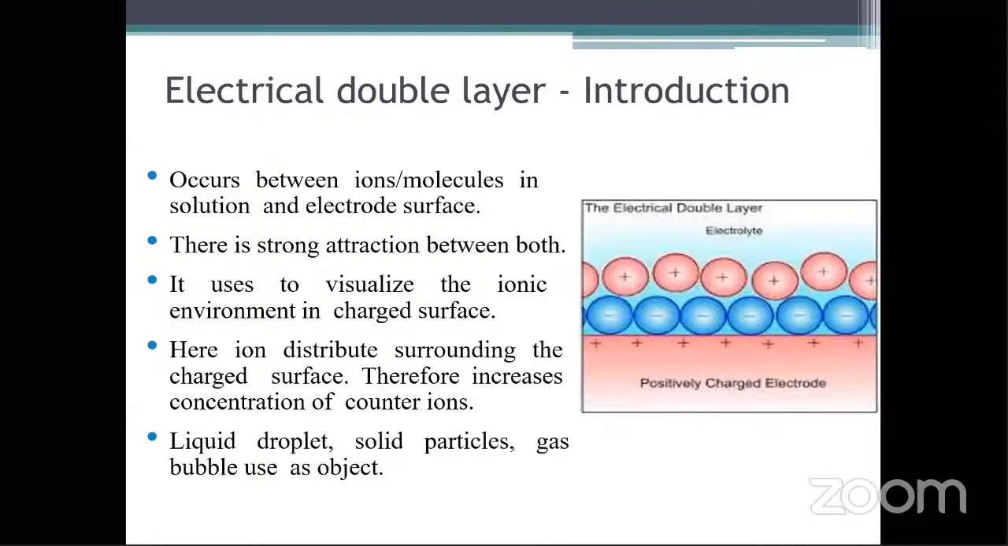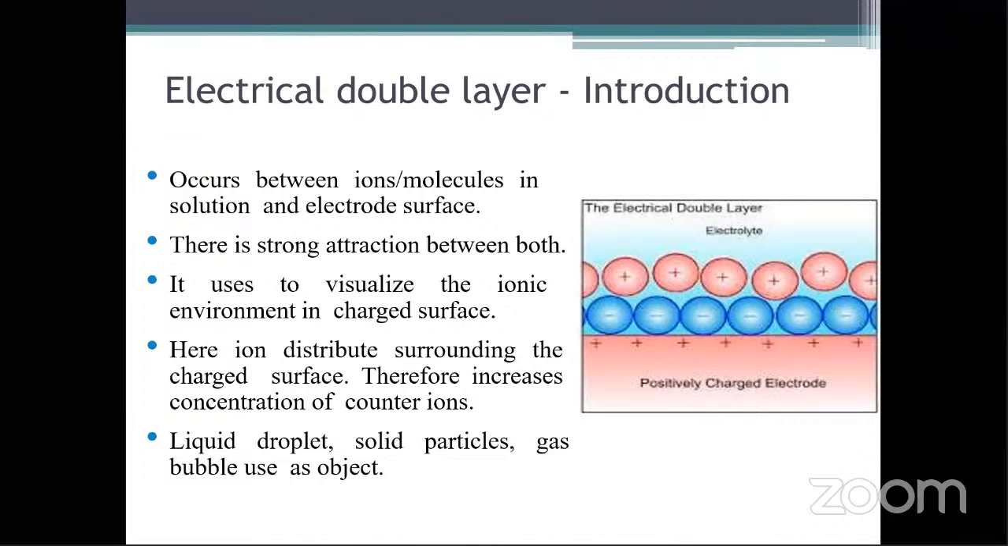When they are dipped into the aqueous solution which contains some electrolyte, some charge will be produced on the surface of that electrode. So when the electrode is dipped into the solution containing electrolyte, there is a strong attraction between electrode surface and the electrolyte ions or molecules present in that solution. So it is used to visualize the ionic environment at the charged surface.